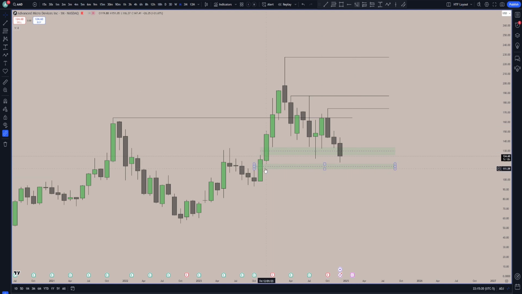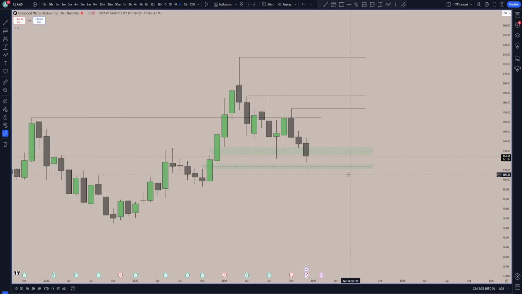If we go ahead and take a look at these areas, we can see that the monthly candle still has not closed yet. If we look here, there's 7 days and 18 hours left for this monthly candle to close.